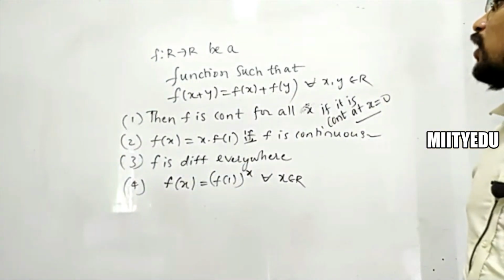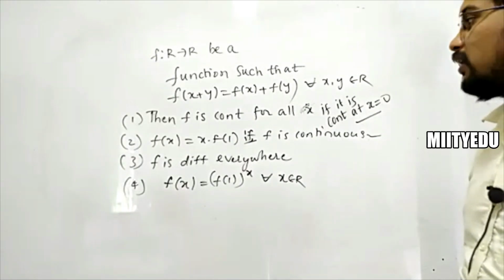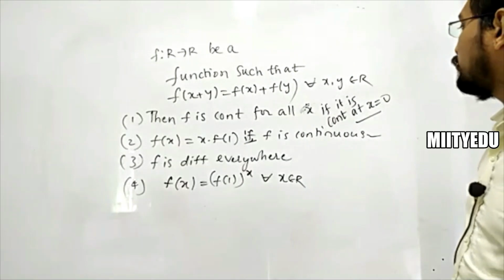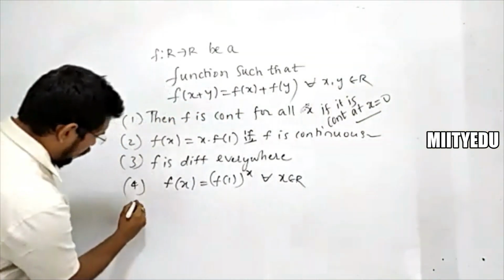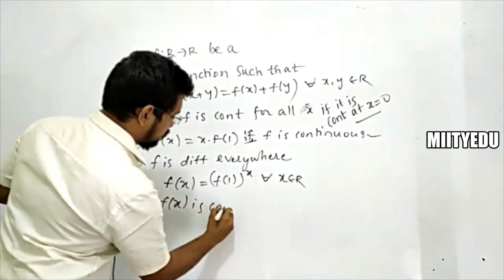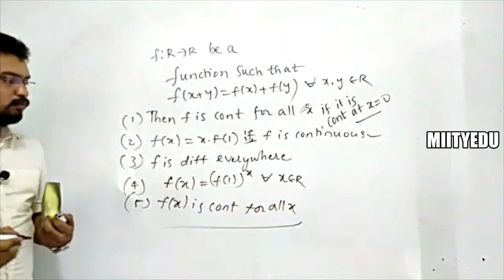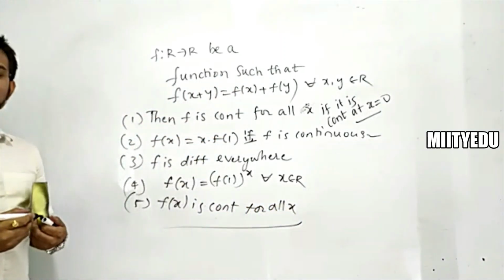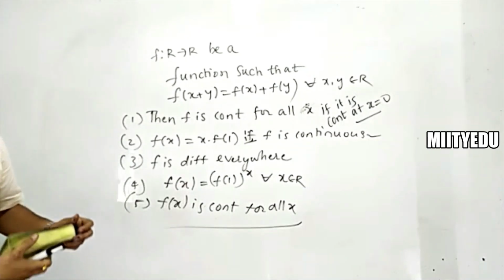F is a mapping from R to R, a function such that f of x plus y is f of x plus f of y for all x belongs to R. Option 1: f is continuous for all x if it is continuous at x is equal to 0. I'll add one more thing here: f of x is continuous for all x. One more option also I'll add here: f is continuous for all x.